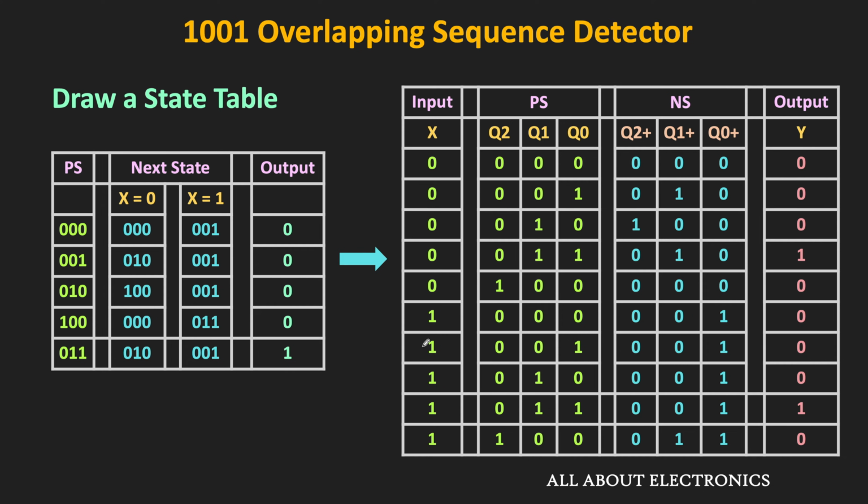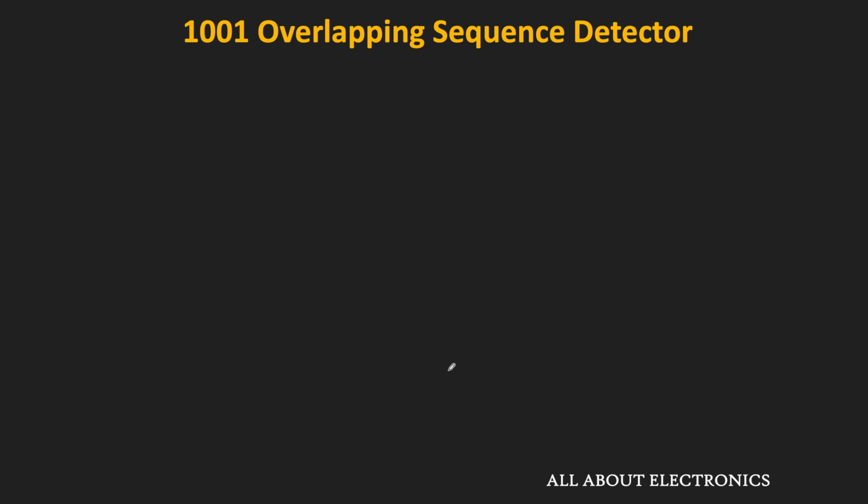And as you can see over here, this input X is represented in a separate column. So now, let's say for our design, we are going to use the D flip-flops. So now, the next step is to find the required excitations for the D flip-flop. Or in other words, let us draw the excitation table for the flip-flop.